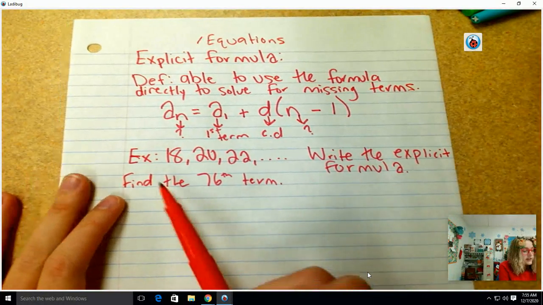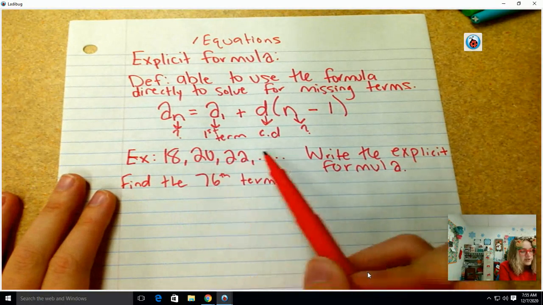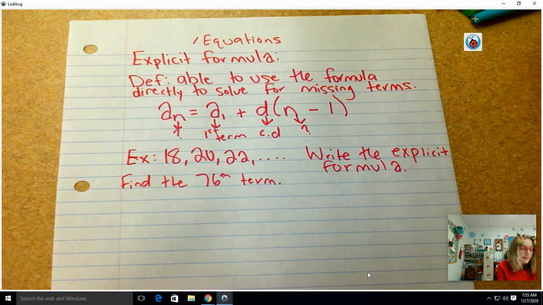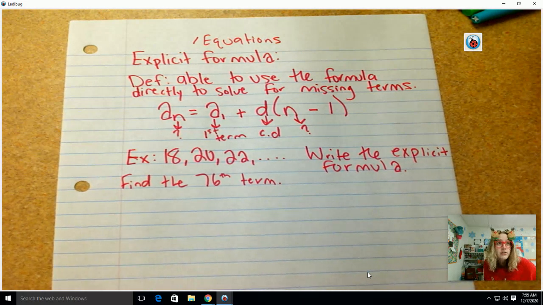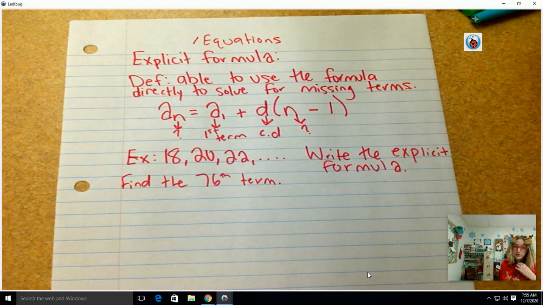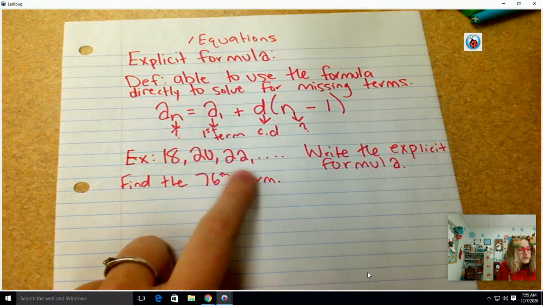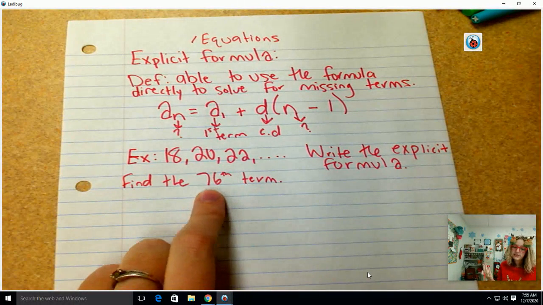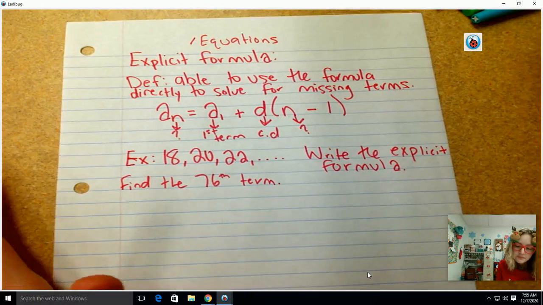So in theory, if I want to find the 76th term, I can just start adding 2 over and over and over again in my calculator. But that's not practical. It's not really a smart way to do that. It's going to take you way too long. It's very easy to make mistakes like we talked about earlier. So I want to use this to write a formula. That way I can plug in that 76 and it'll tell me what that term is going to be.